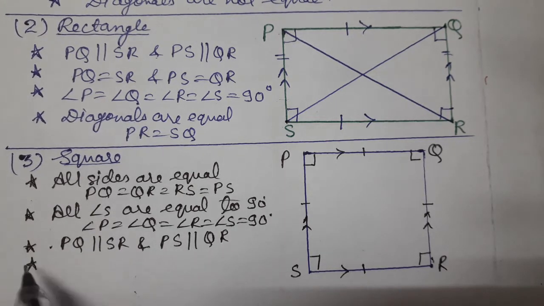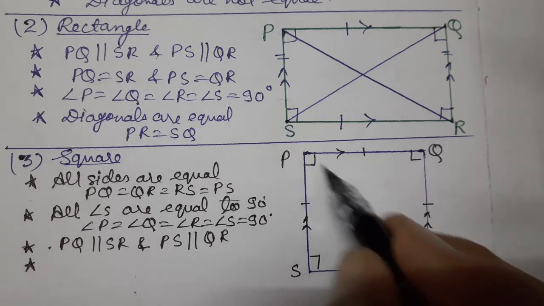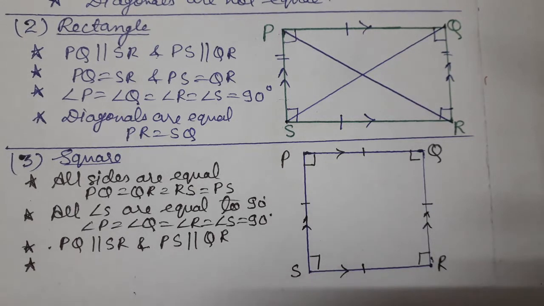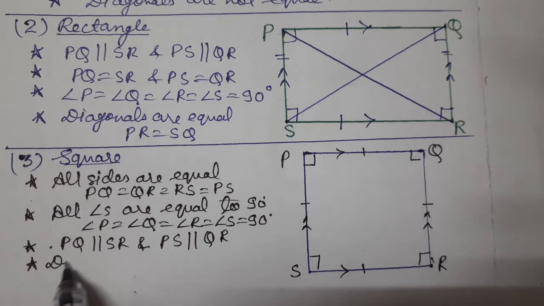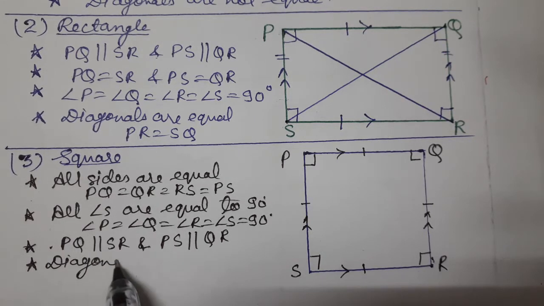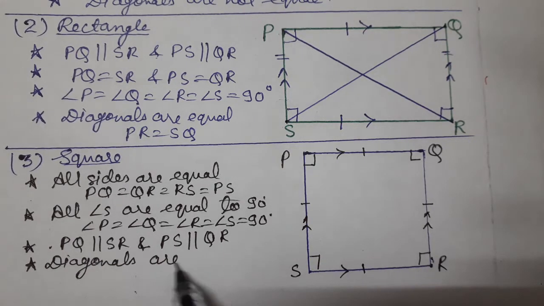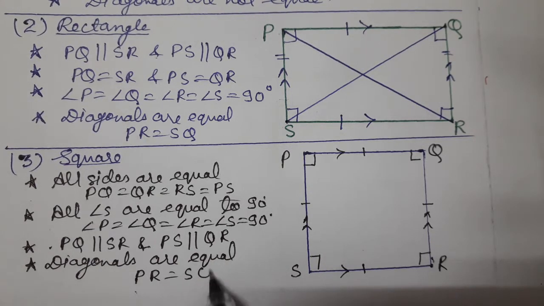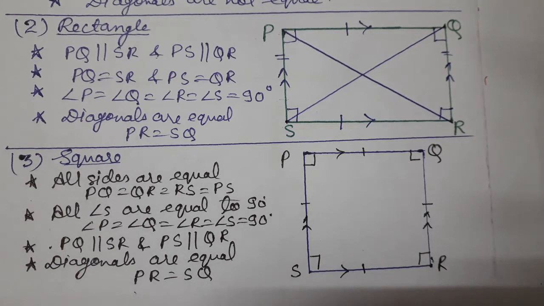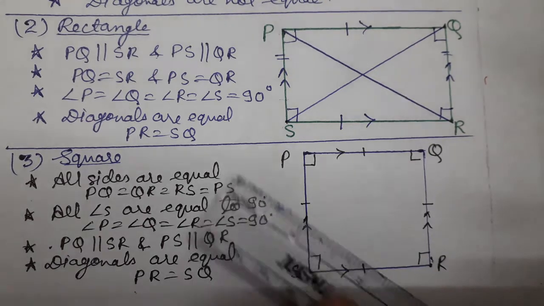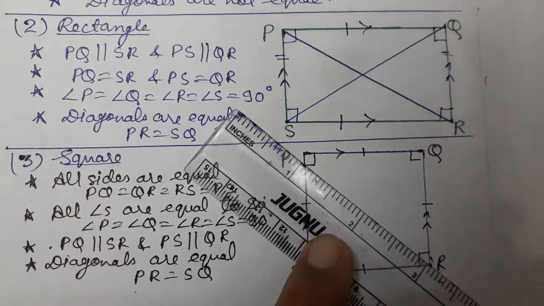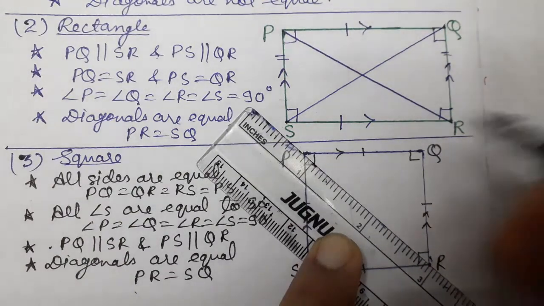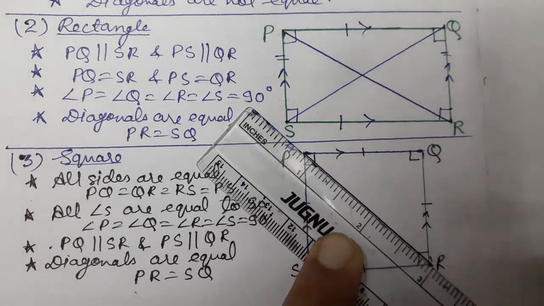And about diagonals, what about diagonals? Yes, diagonals are always equal in a square. We can check also. So diagonals are equal. These are two diagonals. PR, we can make it PR equals SQ. And we can check also. So two diagonals are equal.